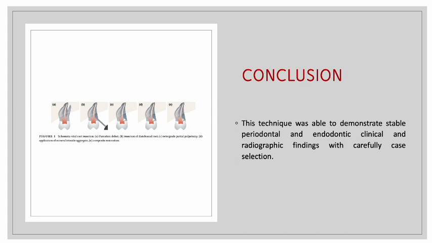As a conclusion, in this case series, this technique, vital root resection with radicular retrograde partial pulpotomy in furcation-involved maxillary molars, was able to demonstrate stable periodontal and endodontic clinical and radiographic findings, but with careful case selection.